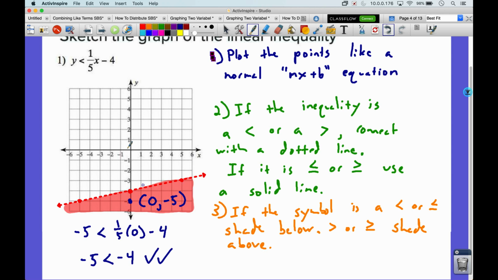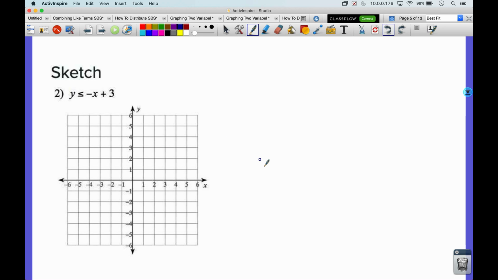And all it really tells us is that we shaded the correct side. We're not entirely sure about this line. That's why we just got to be really careful when we're graphing it, not to make mistakes there. All right, let's try it again.